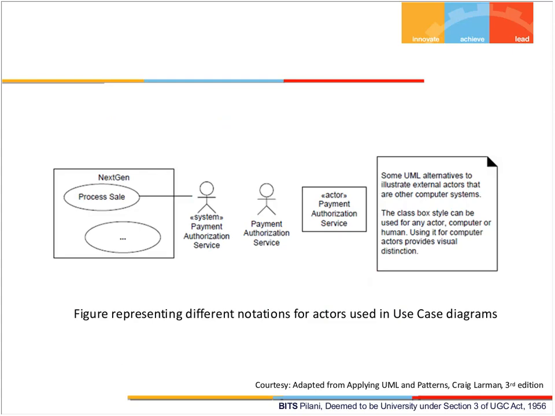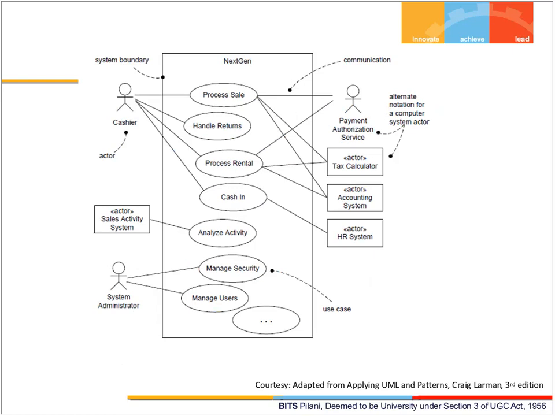Okay, these are the alternate notations that you can have for the actors, right? So you can even draw a stickman figure for a non-human entity, although this is discouraged, right? So it's always good to have this kind of notation for a non-human entity, right? So this is a sample use case diagram. It's a partial use case diagram for the next gen point of sale system, right?